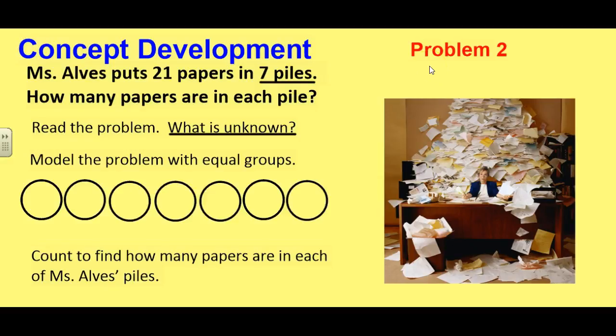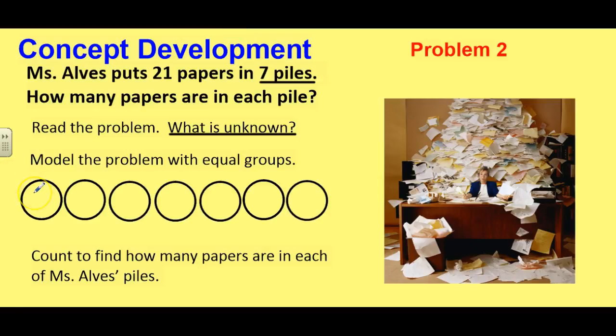Okay, so you have 7 circles, and that's going to represent how many piles of paper that Mrs. Alvis is going to have. So whenever we're dividing, we either are not going to know how many groups, or we're not going to know how many in each group. So for this problem, we don't know how many pieces of paper are going to be in each pile. So what we have to do is we start putting 1 piece of paper in each circle or each pile until we've used 21 altogether. So I want you to do that with me as I'm doing it on the screen.